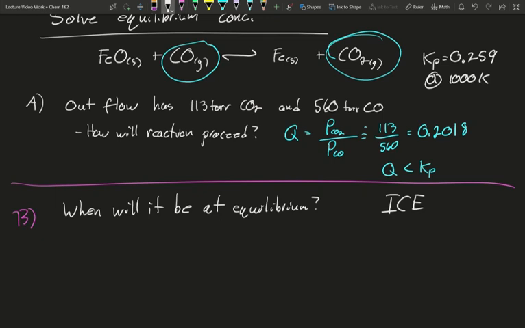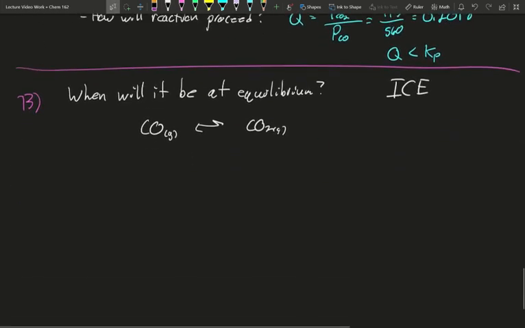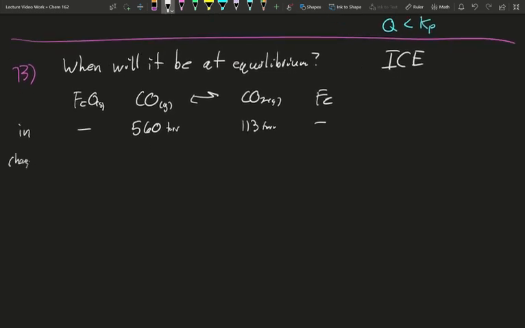We've really only got the two chemicals we're concerned about, CO gas and the equilibrium that leads to CO2 gas. The irons are in there, but their concentrations are ignored. Initially, we had 560 torr worth of CO and 113 torr worth of CO2. There's going to be some change. Sometimes just a little delta symbol here for it.